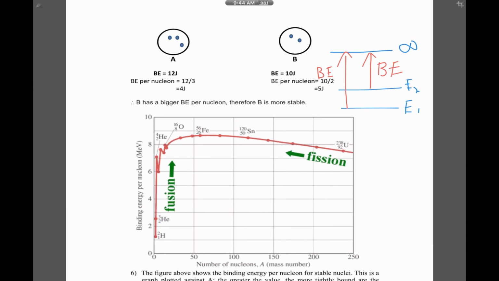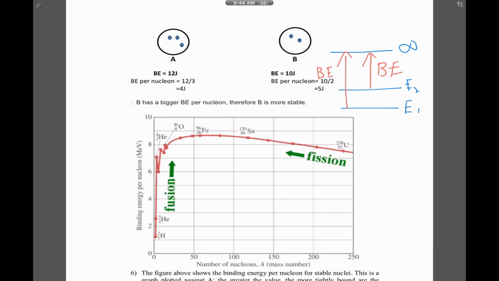So if we look at another term called binding energy per nucleon, it is a better indication than binding energy. For example, if you have two nuclei, A and B, nucleus A has 3 nucleons and nucleus B has 2 nucleons. The total binding energy for A is 12, the total binding energy for B is 10. If you just compare the binding energy, which one seems more stable? A seems more stable, right?